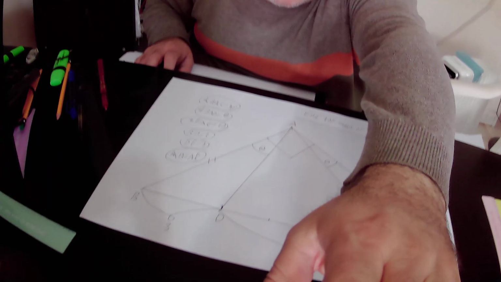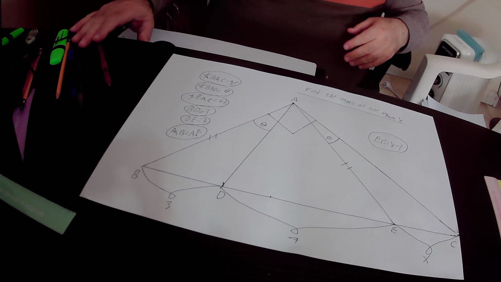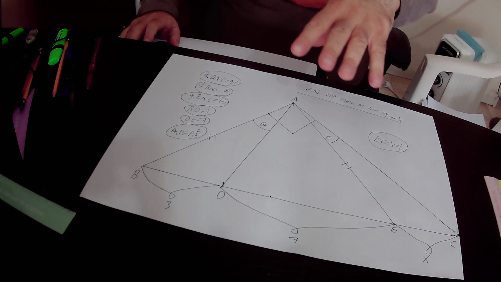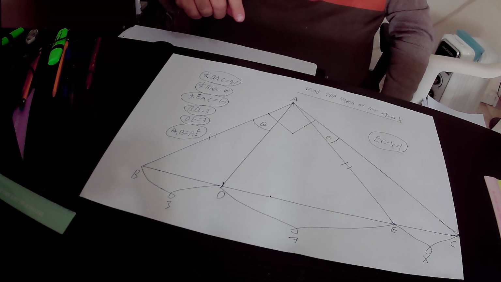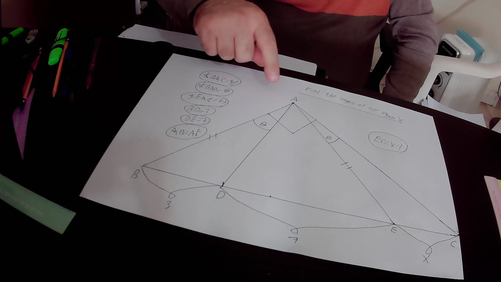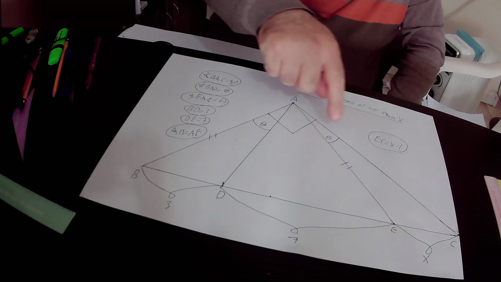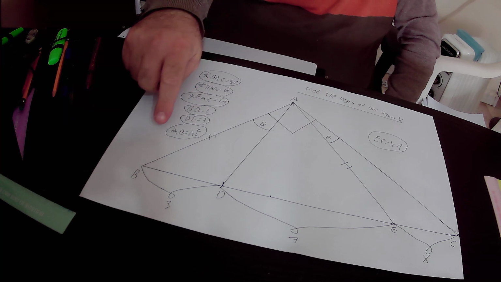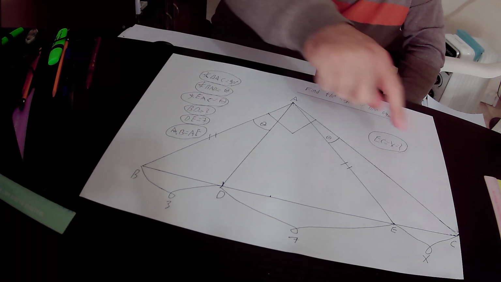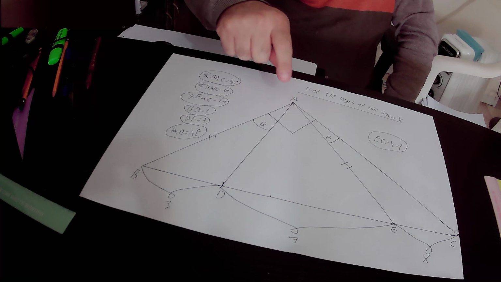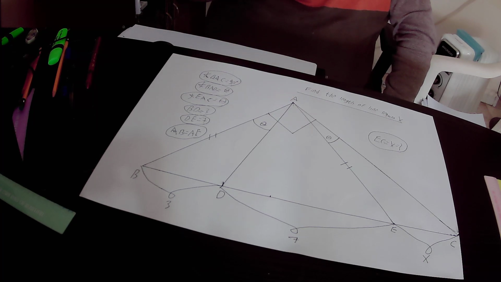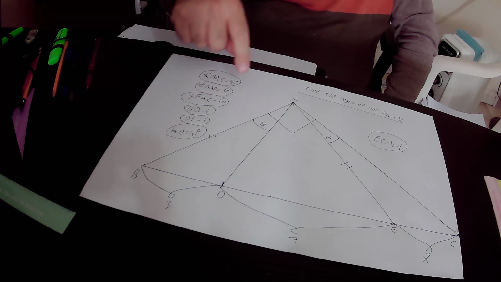And now, in this lecture, we will find out the value of line segment X. In the drawing, we have triangle ABC. We know that angle BAD equals theta, and angle EAC is also equal to theta. The big angle, angle BAC, is equal to 90 degrees. And we also know that side AB is equal to side AE.